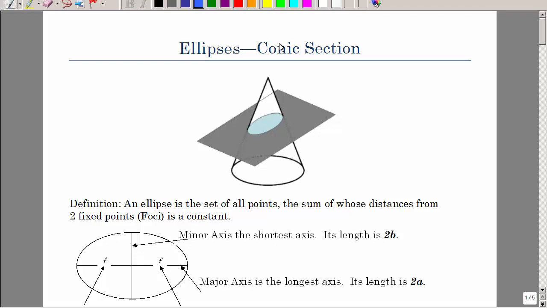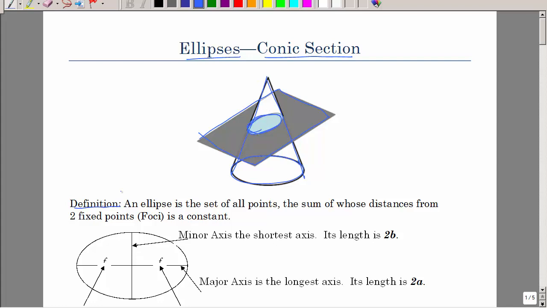We continue our discussion of conic sections, and we're going to look at the part that makes an ellipse. We cut or slice a cone with a plane such that it's not parallel to the base of the cone, so it's slanted, and the cross section gives us an ellipse.